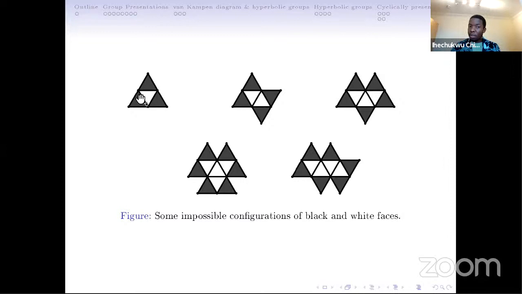And the same thing with this and that. So because this is a black face, it means that this has to be a vertex of degree less than or equal to 6. The same thing happens here. You conclude that this has to be a vertex of degree less than or equal to 6.